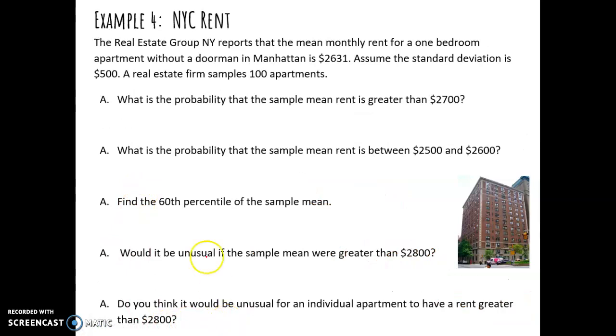All right. So one more example, example 4, NYC rent. Why don't you go through these and try to answer them, and then come back and I'll have the answers. So go ahead and hit pause, and when you come back, the answers will be up.